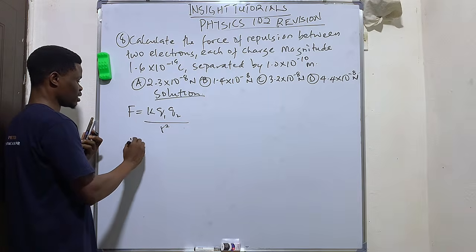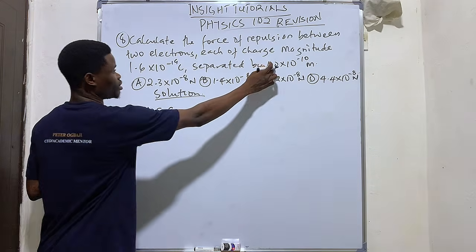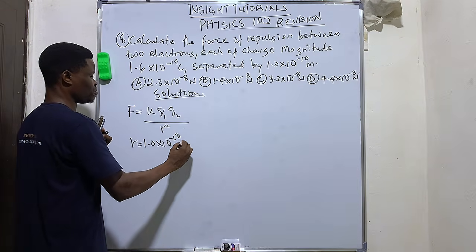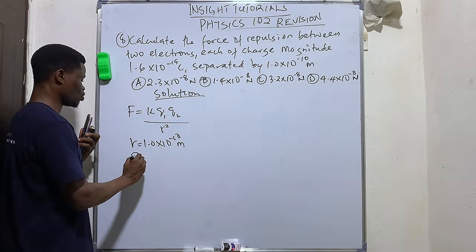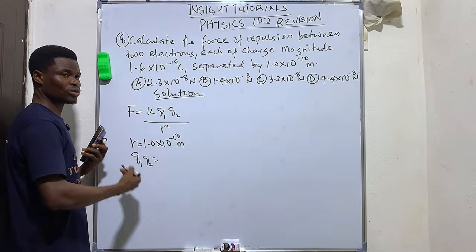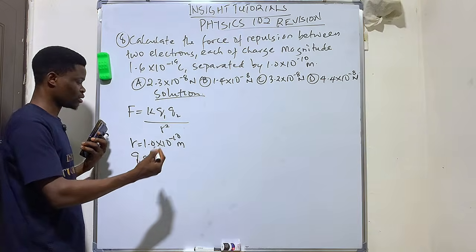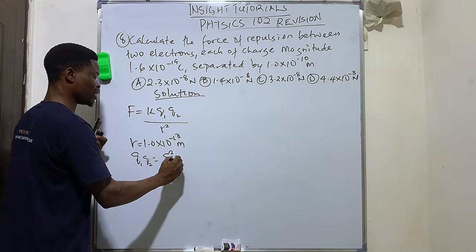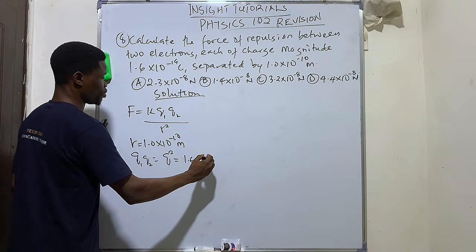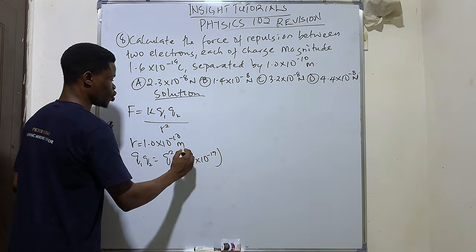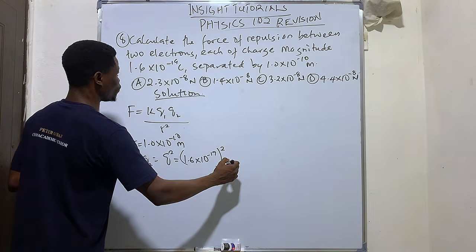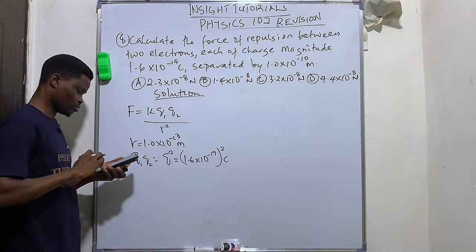So what we're going to do in essence is that our distance between them was given as 1.0 times 10 to the power of negative 10 meter. And then we have Q1 and this is Q2. They say they have the same charge, you understand? And if you do Q times Q, it's going to be Q squared, right? So what we have here now is Q squared. We're going to square it, which is going to be 1.6 times 10 raised to the power of minus 19, all squared, of the Coulomb.